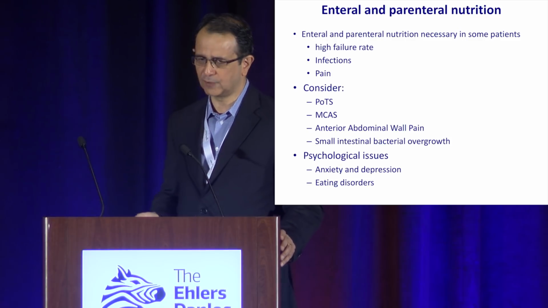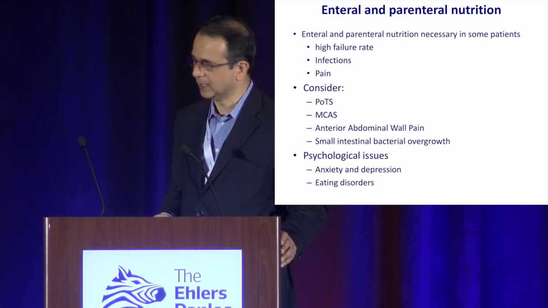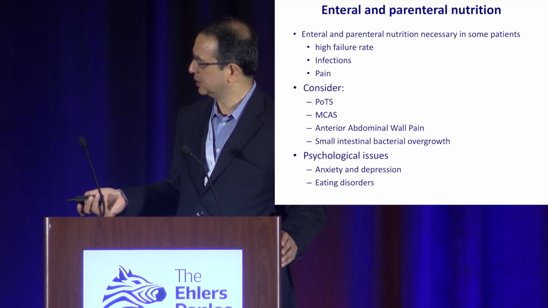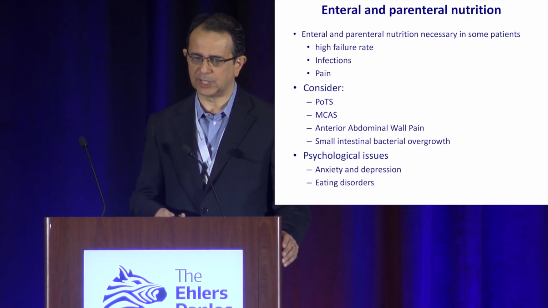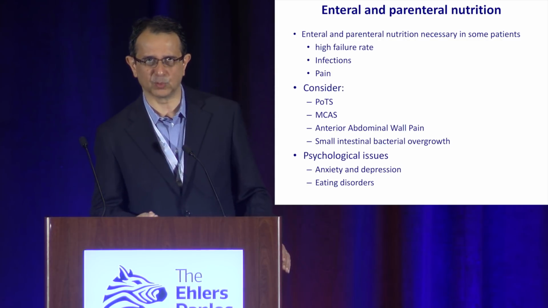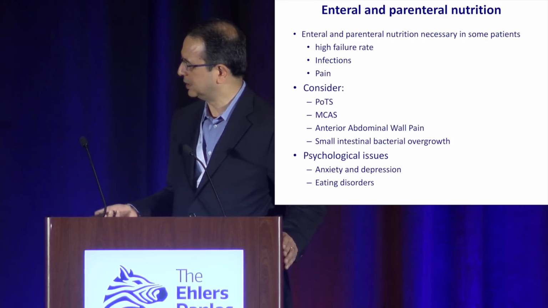But in these patients, it's often worthwhile thinking about POTS, mast cell activation disorder, abdominal wall pain, small intestinal bacterial overgrowth, because attention to some of these can sometimes improve their nutrition, and psychological issues like anxiety, depression, etc. need to be managed. And there is a very, very small group of patients where there is an overlap with eating disorders, and this needs to be understood and dealt with.